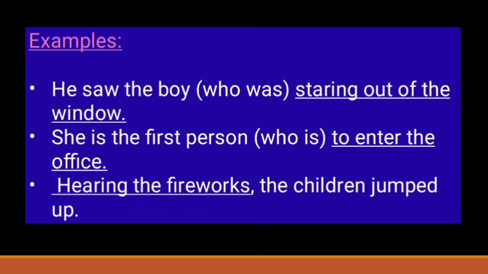Examples: he saw the boy who was staring out of the window. She is the first person who is to enter the office. Hearing the fireworks, the children jumped up. Staring out of the window, to enter the office, and hearing the fireworks are the infinitive verb of these sentences, which takes place of the subject.